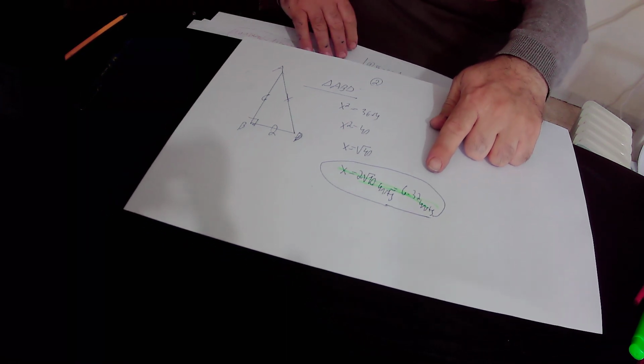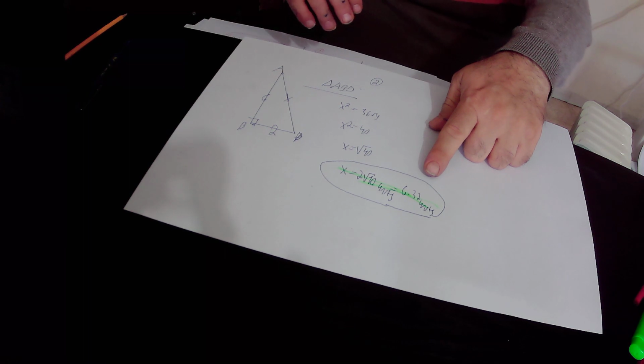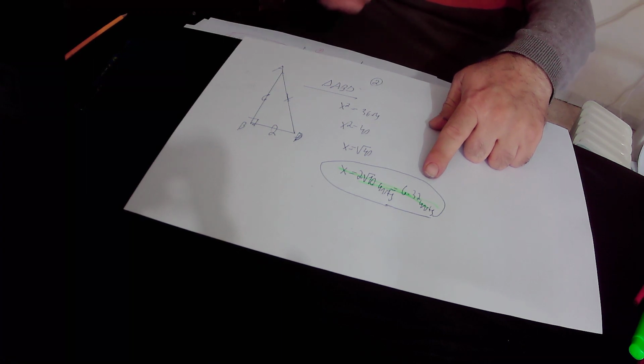So the answer to the question is the length of line segment x, it is equal to either 2 times square root of 10 units, or in terms of numbers, it is equal to 6.32 units.